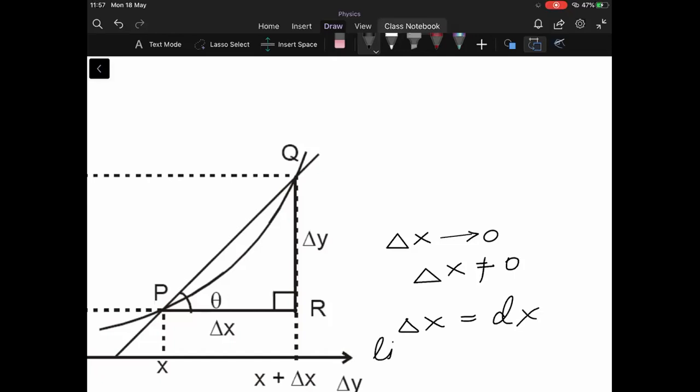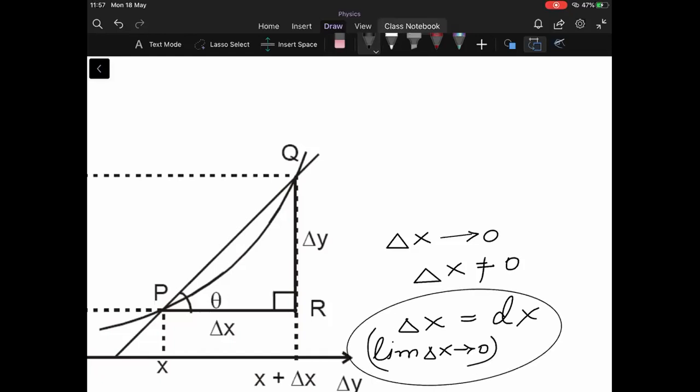We call that delta x tending to 0. So this is the limiting condition on the value of x. When I say limiting, it means the elemental condition has been applied to it. That means instead of writing delta x tending to 0, we will write that as dx. So dx is that small element. Dx means very small element, right?